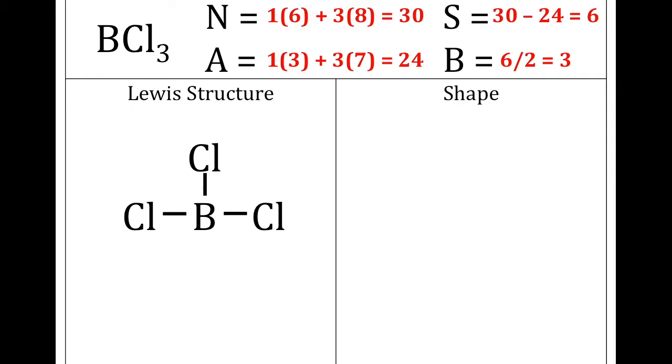Remember, boron is one of our exceptions that only needs 6 electrons, so it is filled. And then we need to fill in our chlorines to make sure they fill their octet. So here's what our Lewis structure looks like. Hopefully you had that for your homework. So let's do the grape activity again and see what the shape for this is going to look like.